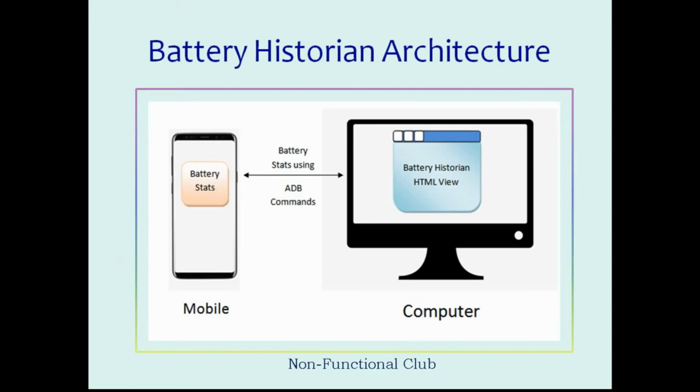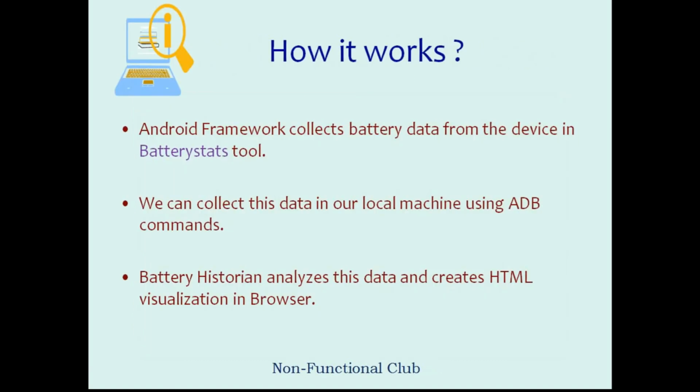Now let us understand how Battery Historian tool functions. Android mobiles have an inbuilt battery stats log storage system that keeps on collecting the logs. We will fetch these battery stat logs on our computer using the ADB commands. After the logs are fetched, we will use these logs in Battery Historian tool to generate a proper HTML report. So these are the steps which we just discussed in the last pictorial view.